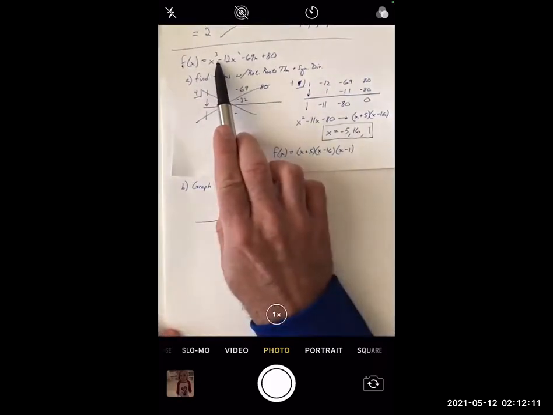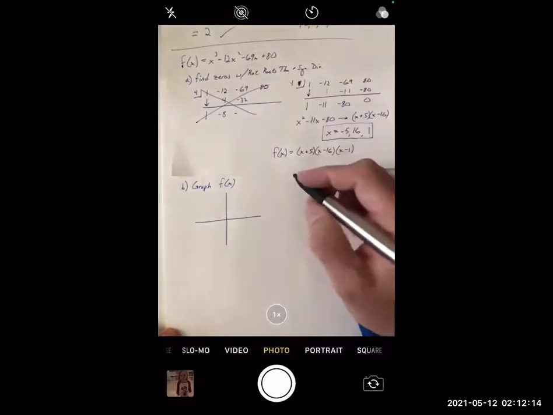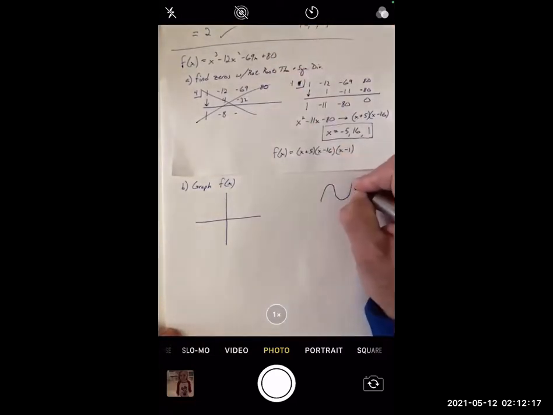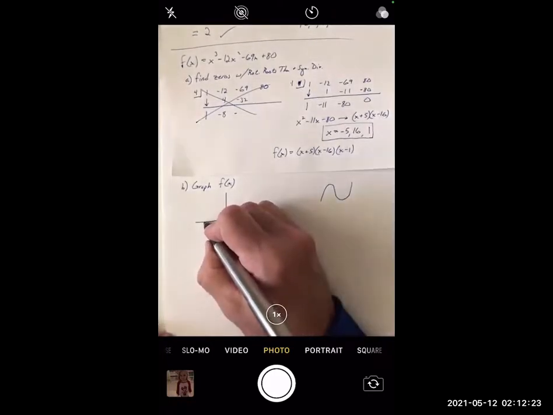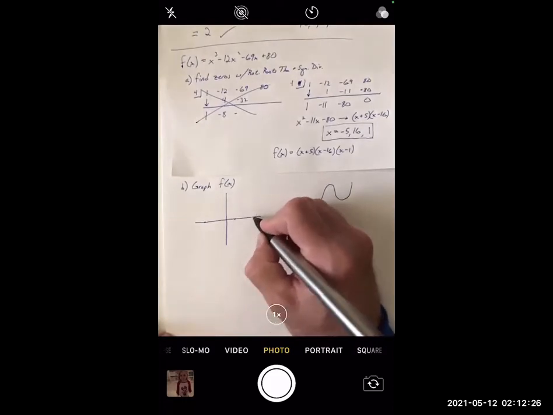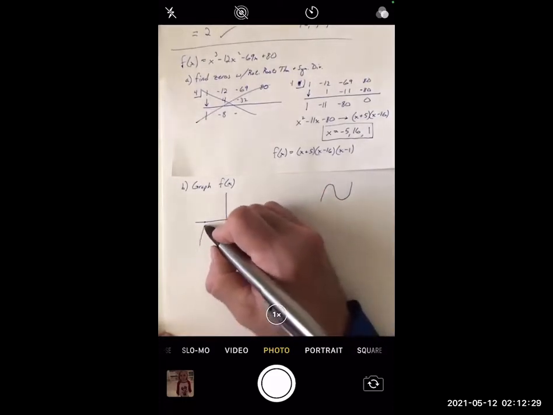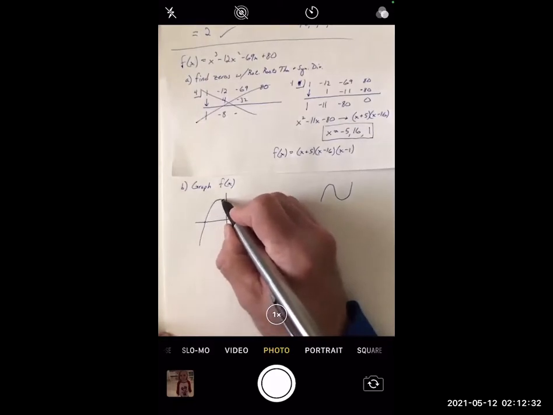All right, so it's an x to the third and it's positive. So its shape is going to be like an N. So something like that. And you just have to draw it through your intercepts. So the negative 5, the 1, and the 16. And again, this does not have to be to scale.